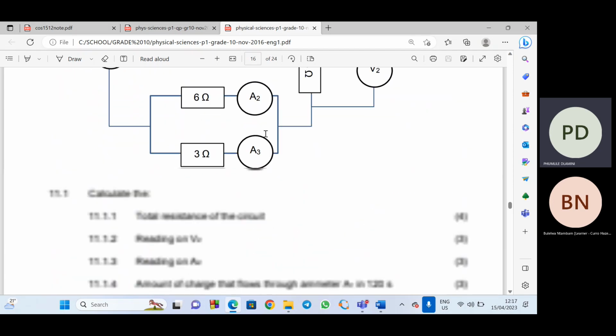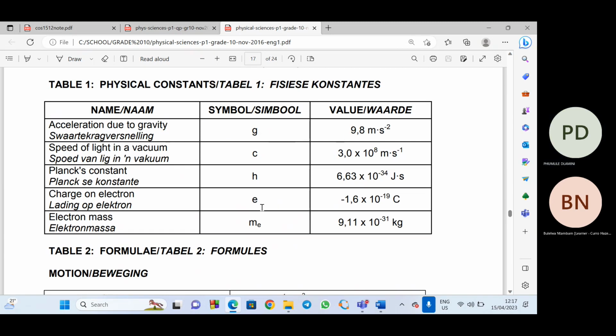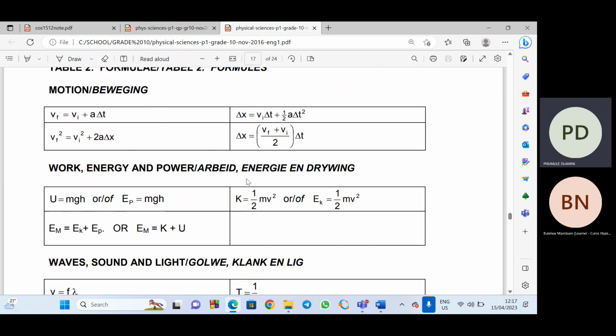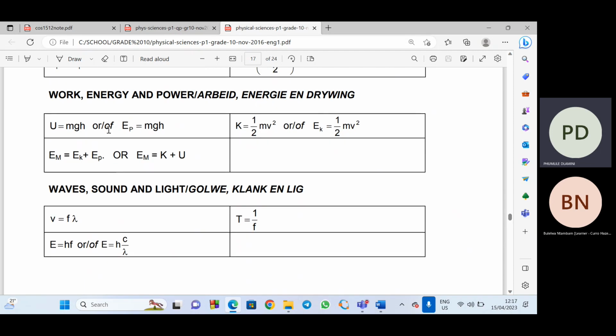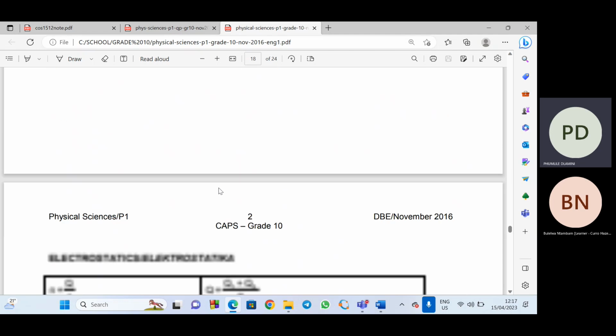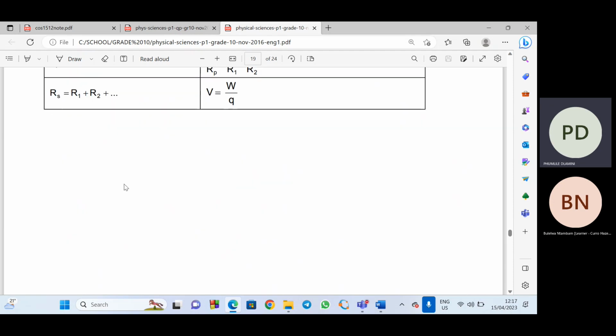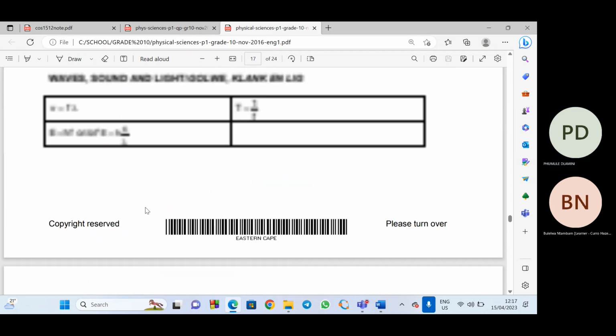They already gave you some things there, even the formula. So you can check one of these formulas. For electrostatics, you are given n equals Q over e. You can use this formula to calculate the number of charges that were transferred. That's the formula that I'm still going to show you.